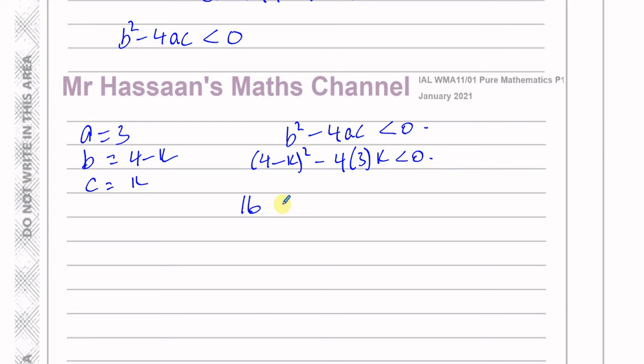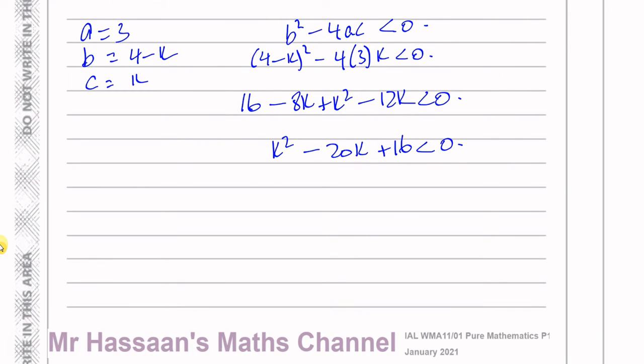This will give me 16 minus, I'm going to have 8k, because if I expand that, I'm going to get minus 8k minus 4k minus another 4k plus k squared minus 12k is less than 0. So let's put everything in the right place. Put the k squared term first. k squared minus 20k plus 16 is less than 0. So I have to try to factorize this or solve this quadratic equation.